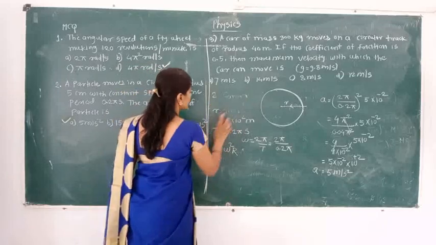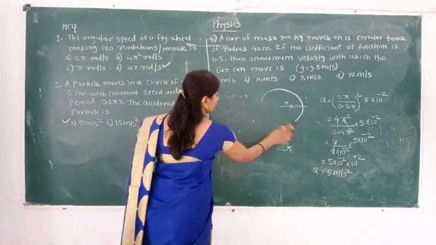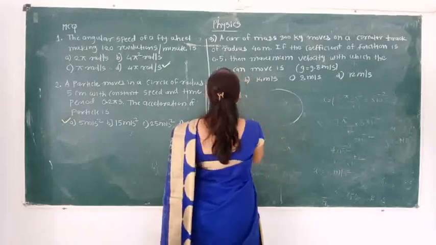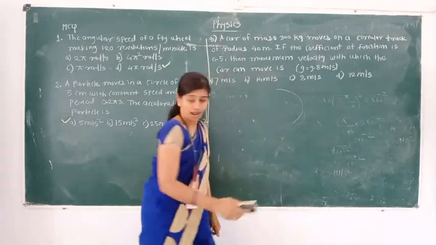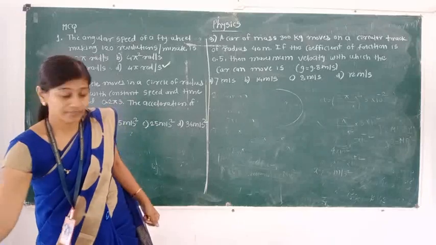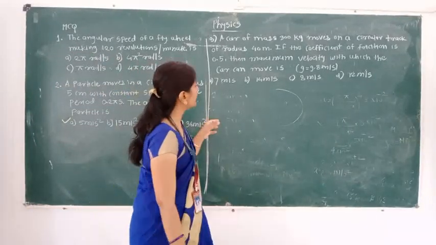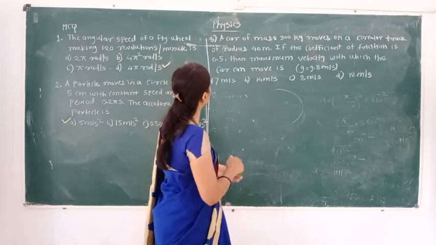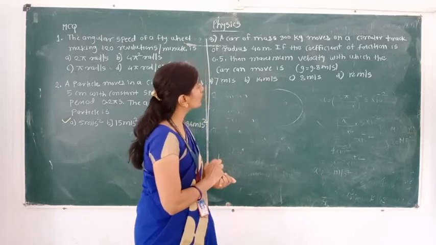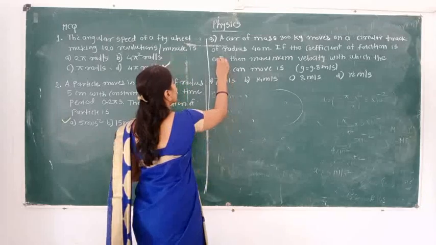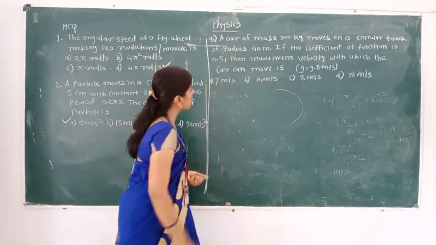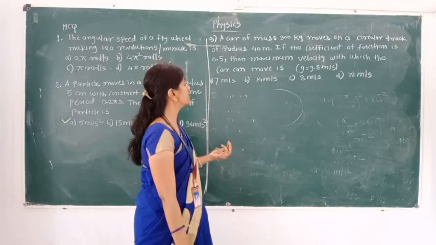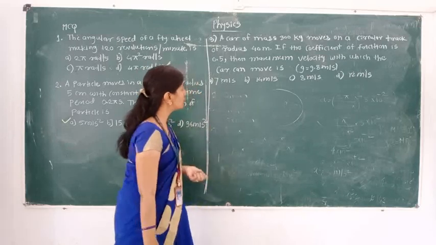Now we move toward the third number, third MCQ. See there, a car of mass 800 kg moves on a circular track of radius 40 meter. If the coefficient of friction is 0.5, then the maximum velocity with which the car can move is, we have to find out V max.